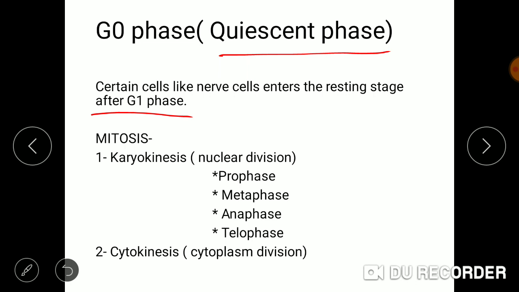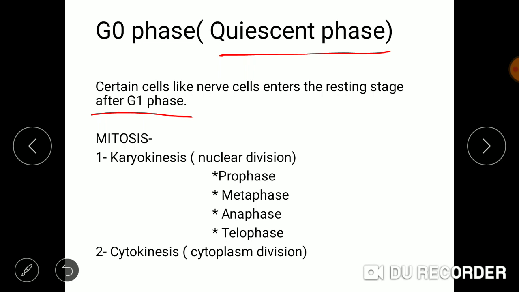Okay. Now we will move on to the main topic, that is cell division, and that is the first type of cell division, mitosis. We have talked about interphase, in which the cell has prepared itself for cell division. Now the cell is ready for cell division, and the cell division we'll talk about is mitosis. We already studied that cell division is divided into two parts, that is karyokinesis and cytokinesis. So mitosis is also further divided into karyokinesis and cytokinesis, since it is a kind of cell division.